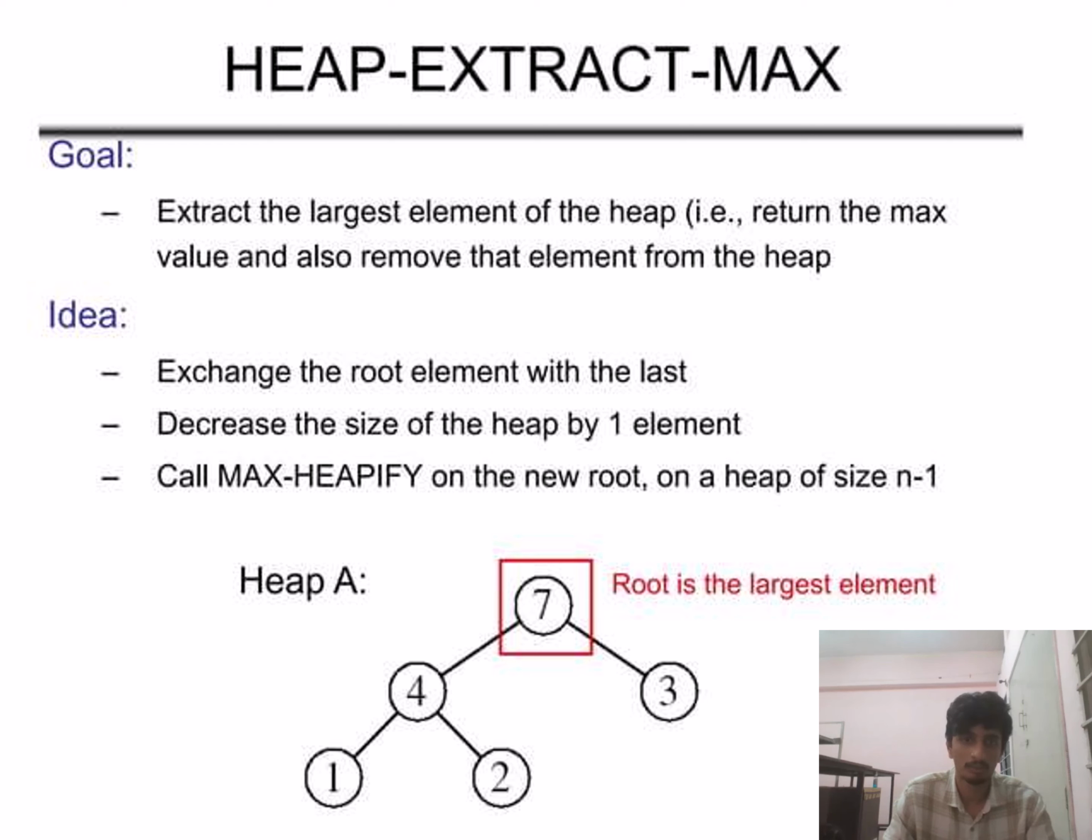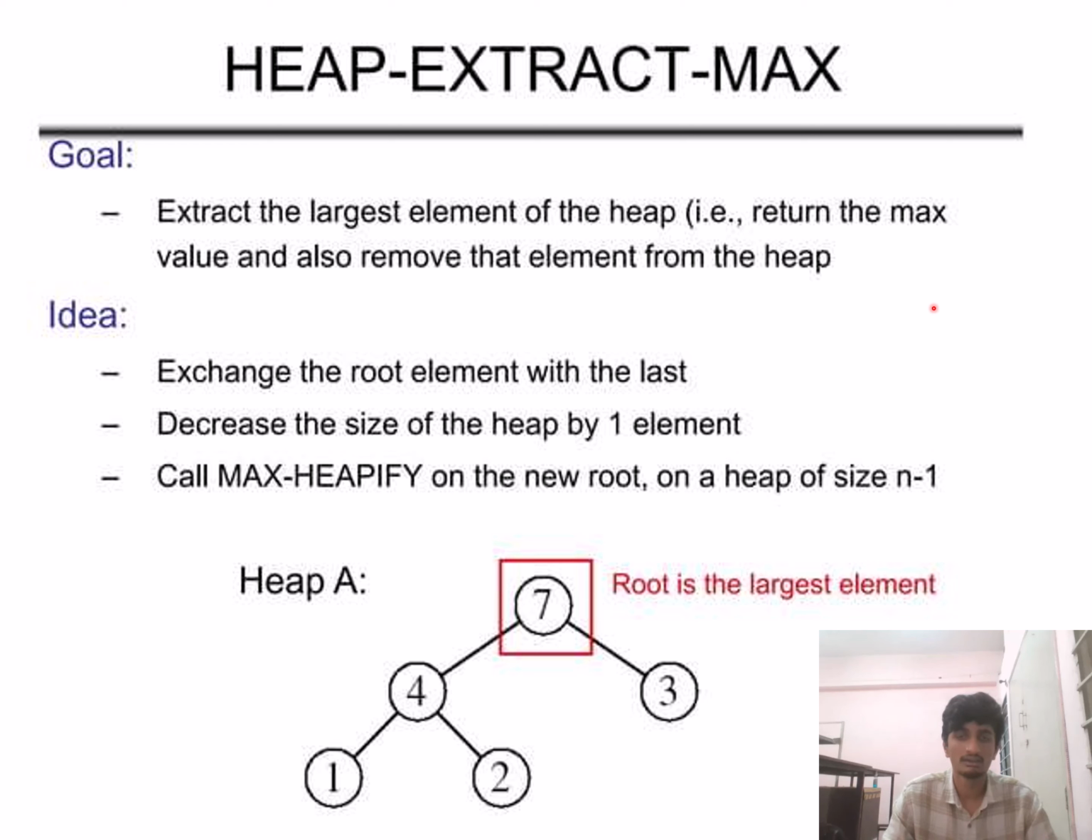Heap extract maximum: the goal is to extract the largest element on the heap, return the maximum value, and also remove the element from the heap. The idea is to exchange the root element with the last, decrease the size of the heap by one element, and call maximum heapify on the new root on the heap of size n minus 1.